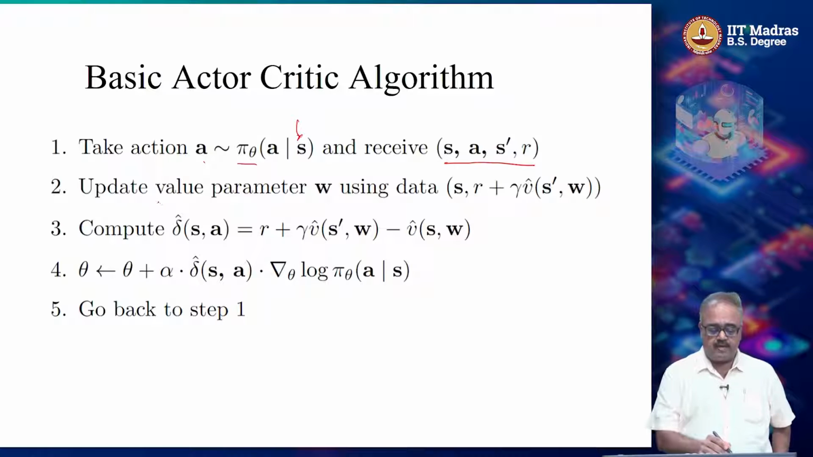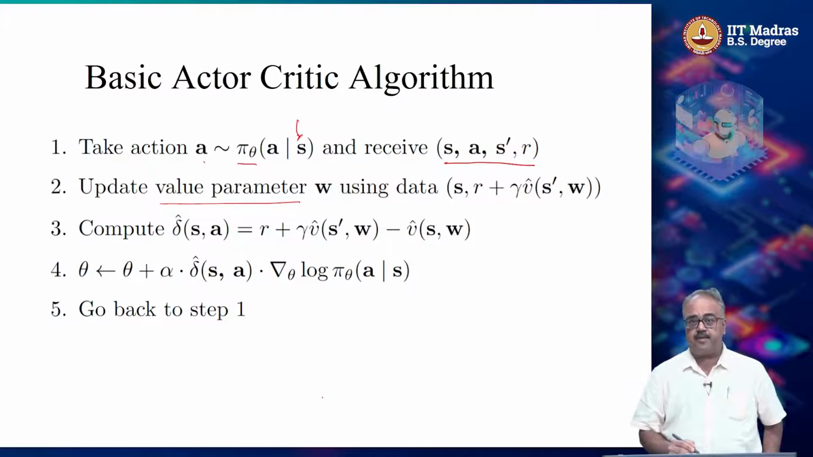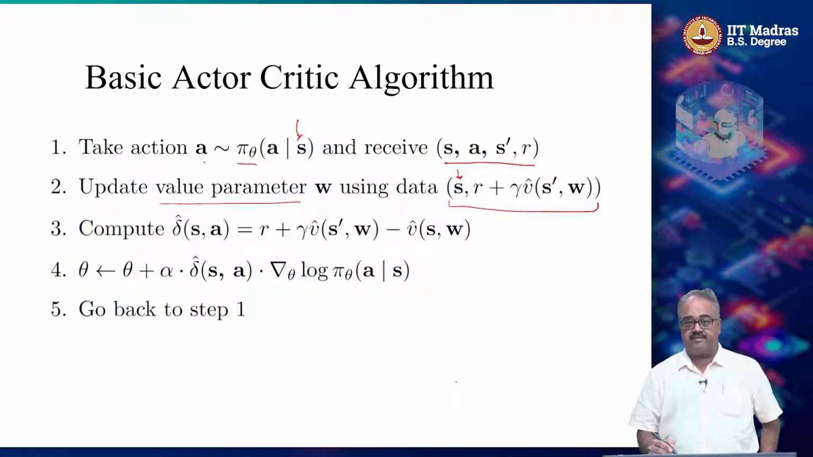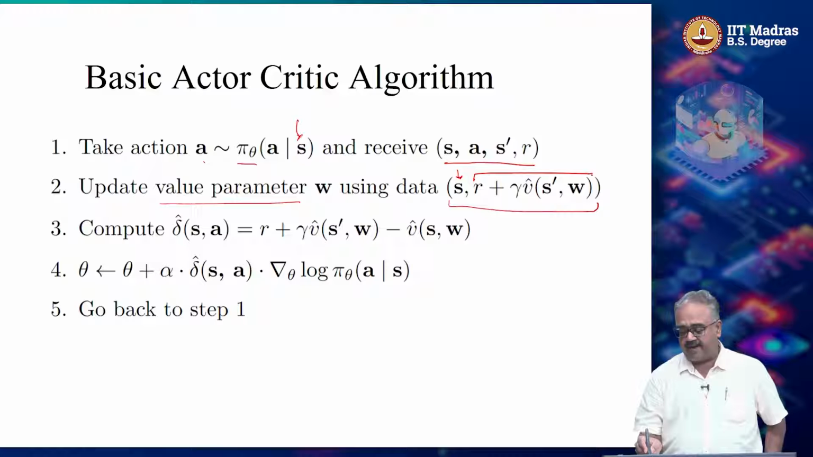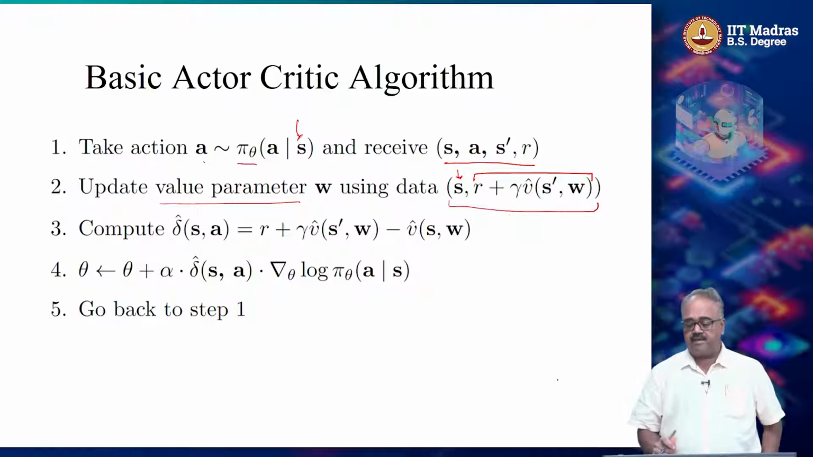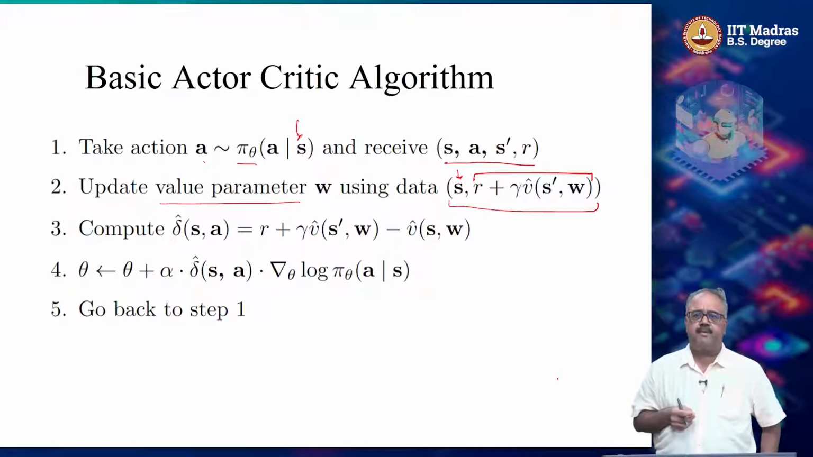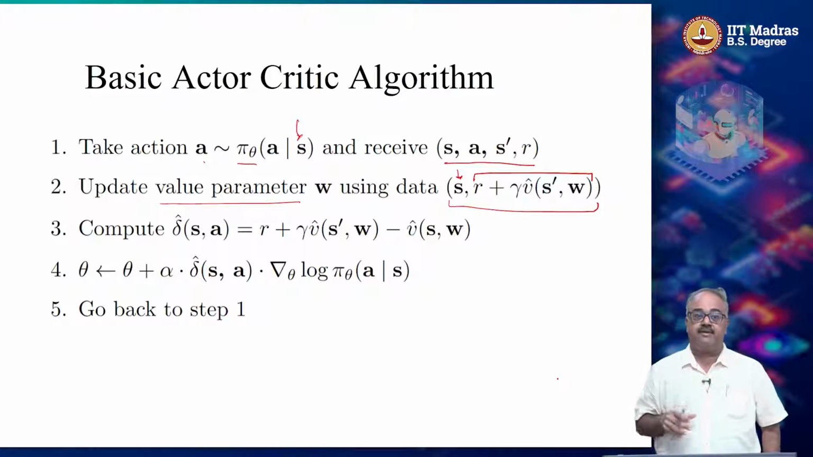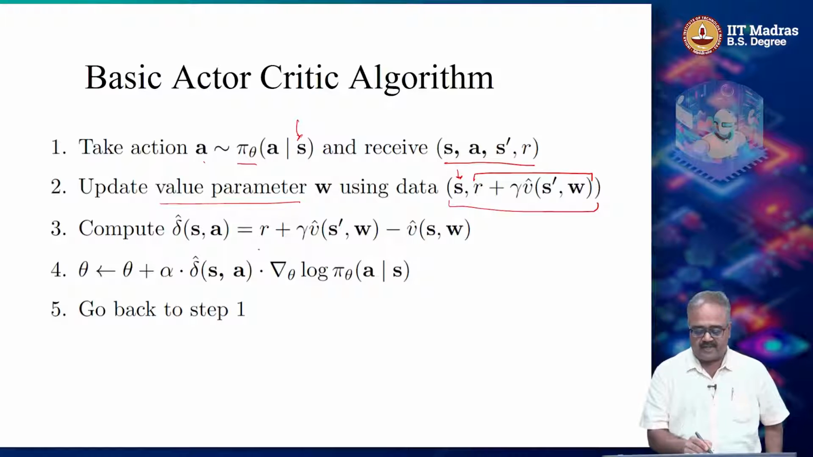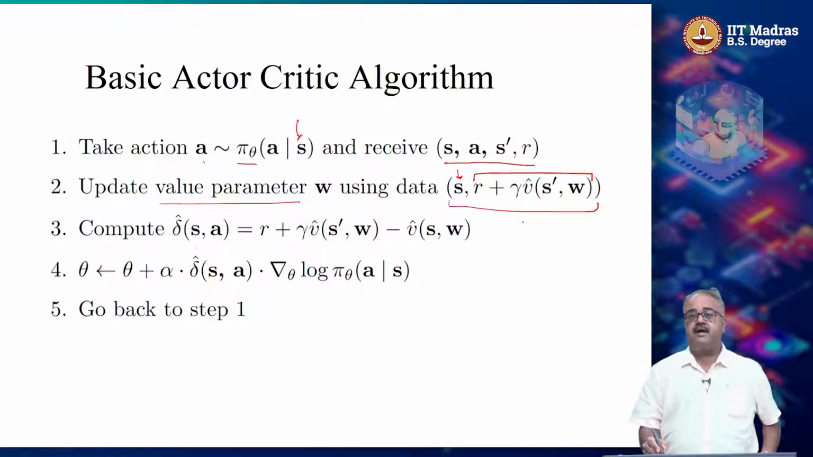Now you update the value function. By that I mean you update W using this experience. The input to the value function approximator is the state S, and the target that you expect from it is R plus gamma V hat of S prime, because that is the Bellman target. That is what we have been using so far. The error that you get becomes the TD error. Then you compute the TD error, and the update of W can be done like we talked about earlier. You can do this in a batch mode.